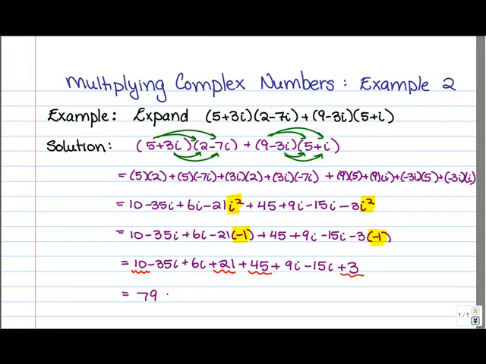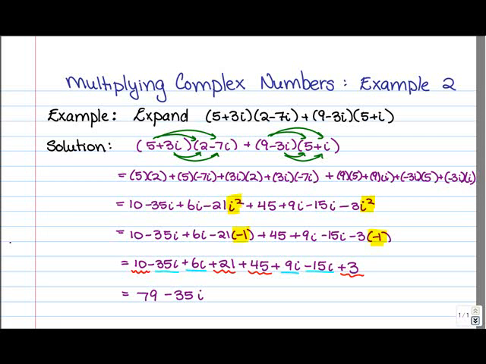Now for the imaginary component, we have all the remaining terms, which I'm just going to underline in blue. So negative 35i, positive 6i, positive 9i, and minus 15i. So if we take negative 35 plus 6, that's going to be negative 29, plus 9 is negative 20, minus 15 is negative 35. So we end up with negative 35i. So that's the imaginary part of our complex number. So altogether then, we end up with 79 minus 35i as our final answer.